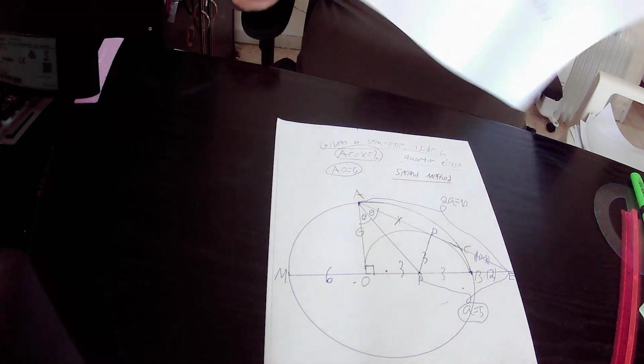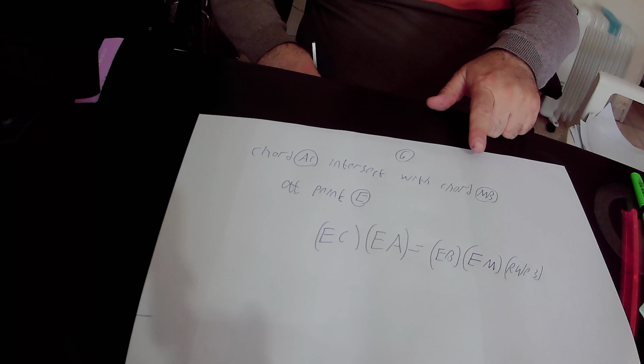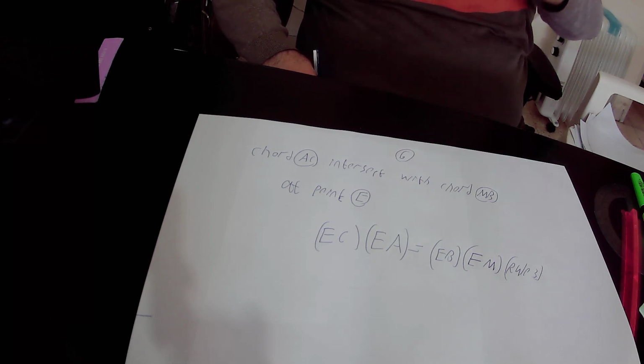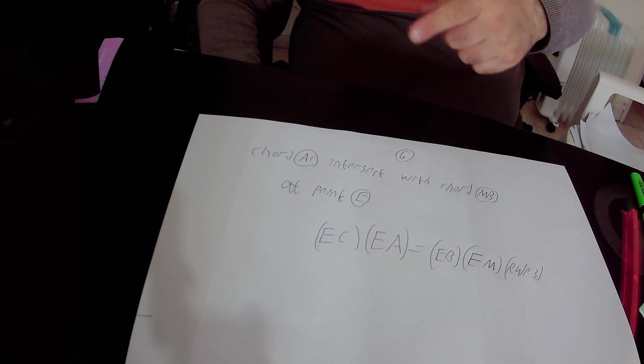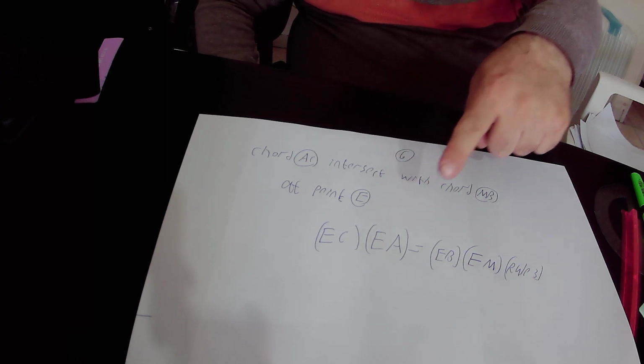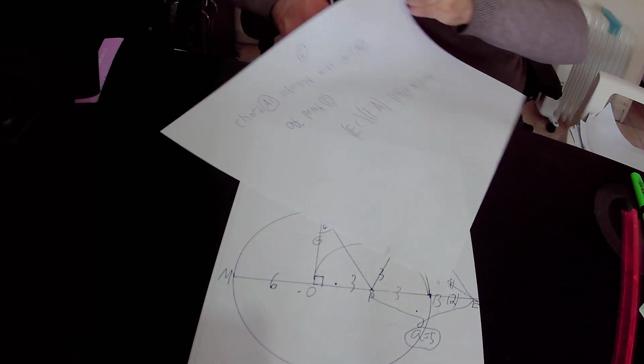I'll repeat again. Chord AC intersects with chord MB at point E. Point E is the intersection point. Therefore, according to rule number 3, we will get that the following equation is true, that EC times EA equals EB times EM. Okay.